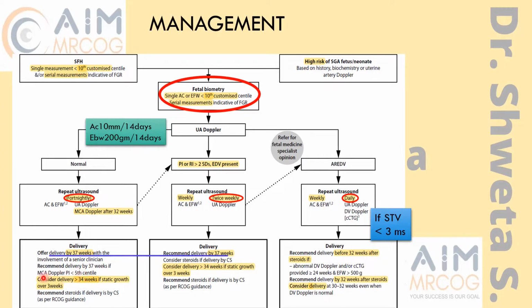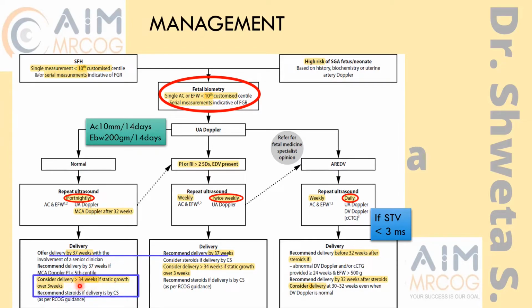So this is what you will time the delivery according to: middle cerebral artery. Consider delivery for more than 34 weeks if static growth for 3 weeks. This is also important. As I told you, you will not do scans less than 3 weeks apart because you can get a false positive. So if you are doing the scan 3 weeks apart and you are not seeing any growth, she is more than 34 weeks, then no point in waiting.